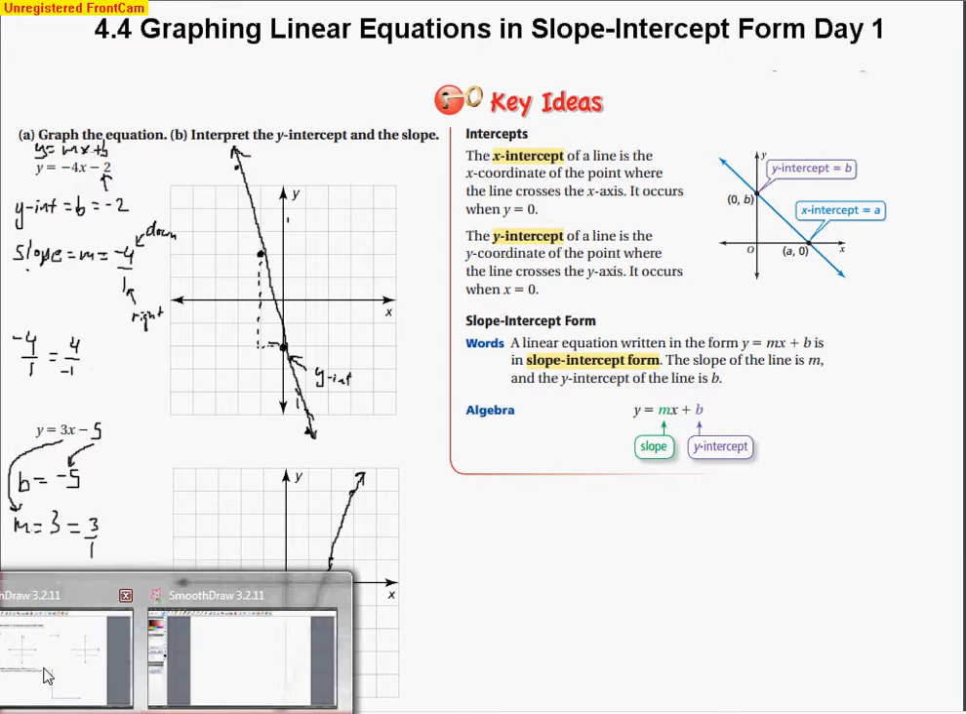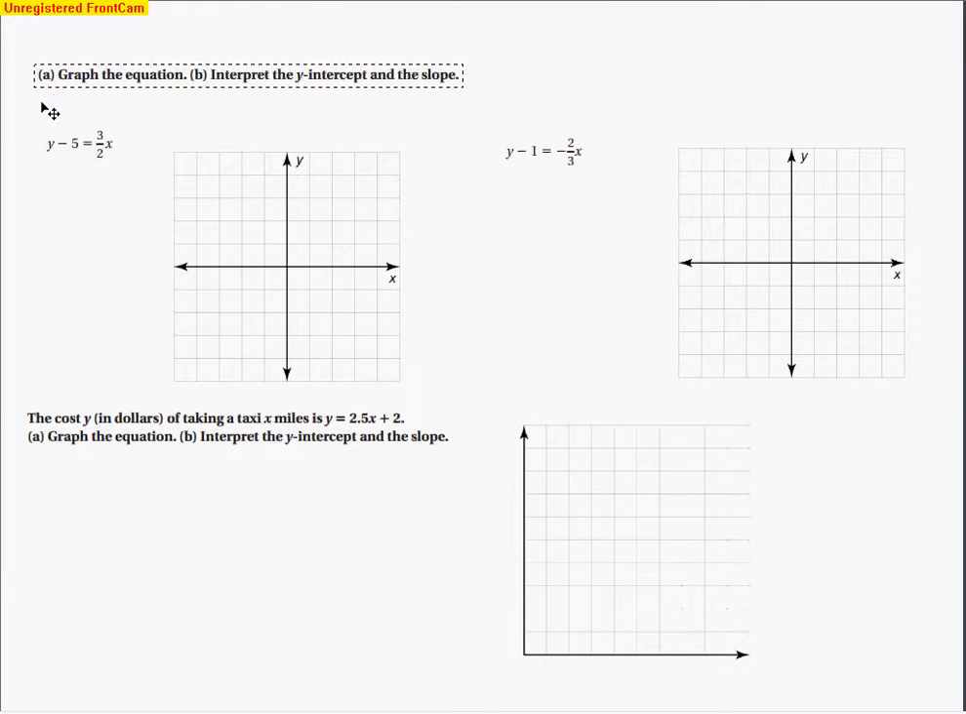So let's take a look at some other types of problems. We're going to be doing the same thing here, graphing the equation, but then also interpreting the y-intercept and the slope. What makes these a little more challenging is that we have to get y by itself. Remember, our slope-intercept form goes y equals mx plus b, where b is the y-intercept and m is the slope. What's different about this is y is not by itself, so I have to do an opposite operation to get y by itself. I'm going to add 5 to both sides, and I get y equals 3 halves x plus 5.